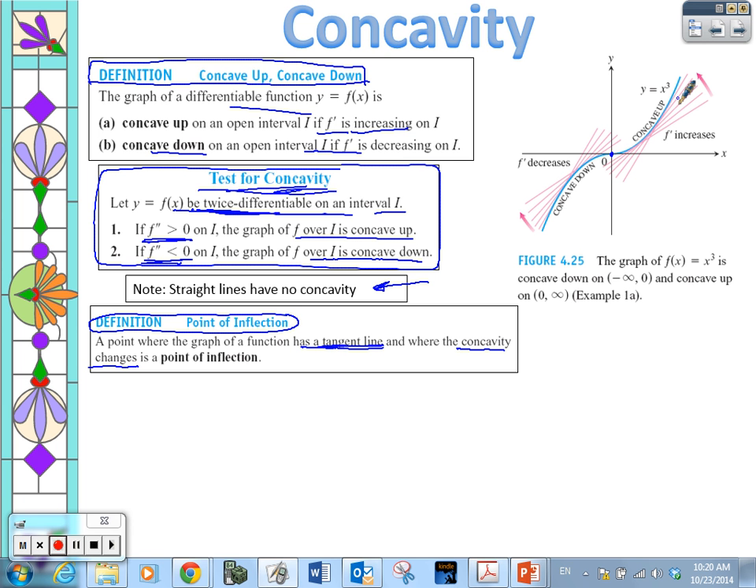One important thing to note: if I have a straight line, and let's say this piece, a curved piece, is this going to be a point of inflection? No, because does this have any concavity? No, I'm not changing from concave up to concave down or concave down to concave up. I'm changing from no concavity to concave up, and that does not qualify as a point of inflection. Okay?